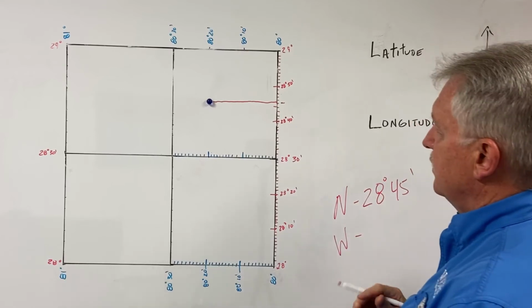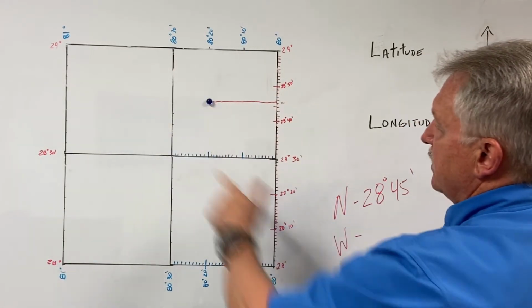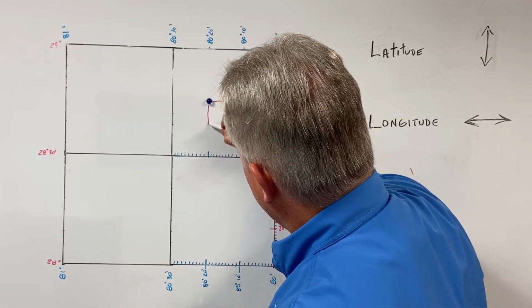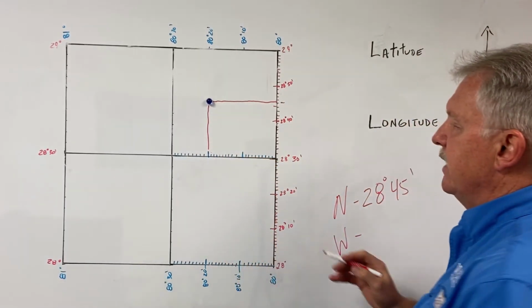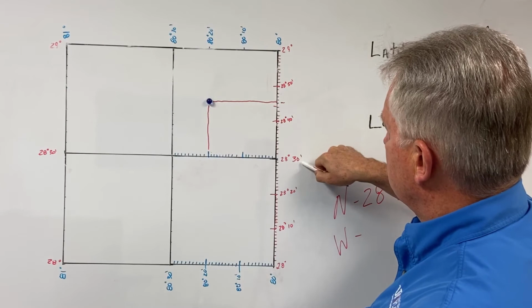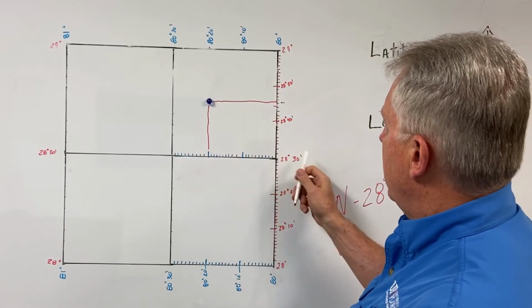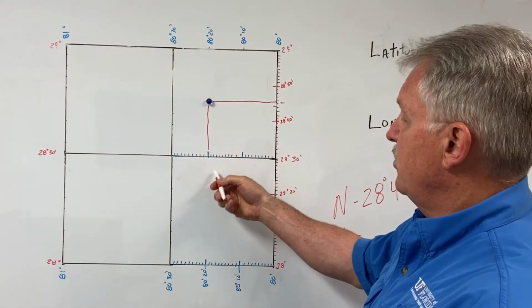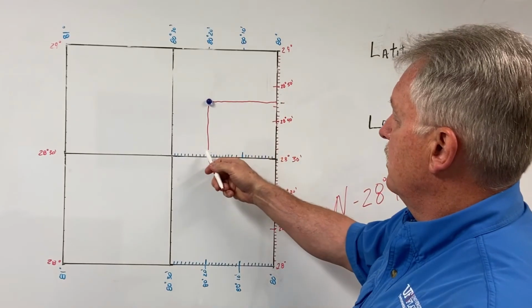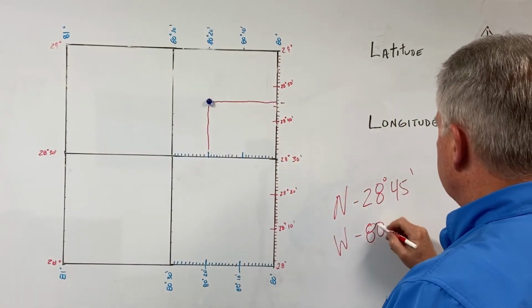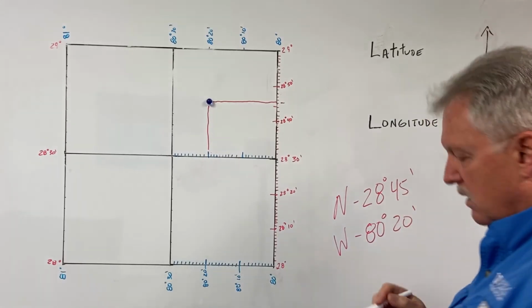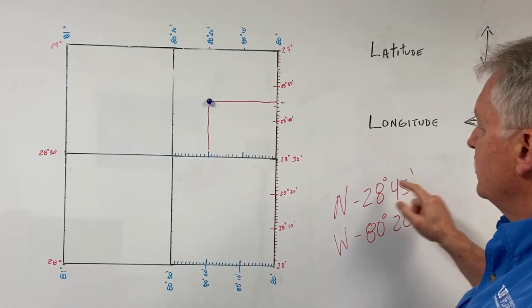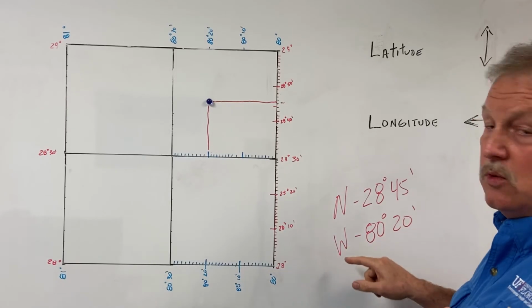Now we want to know west. So we need to know our east and west. Same thing. You would try to find the closest long line and trace it down. I might not be exactly right, but you'll get the idea. Now we know that we're at 80 degrees on this long black line here. We know that the longer tick marks are 10-minute marks. So we're at 10, 20. Pretty simple on this one. So we're at 80 degrees, 20 minutes. For this particular coordinate, you're at 28 degrees, 45 minutes north, 80 degrees, 20 minutes west.